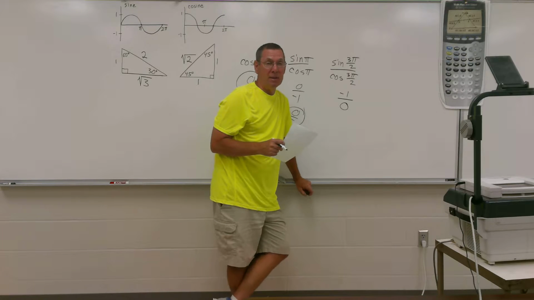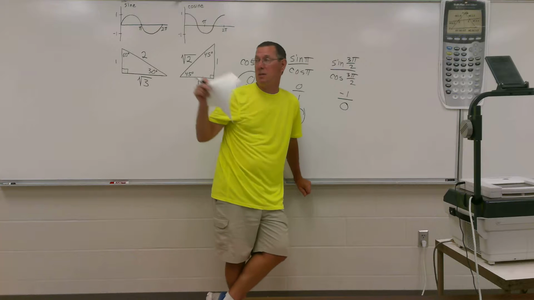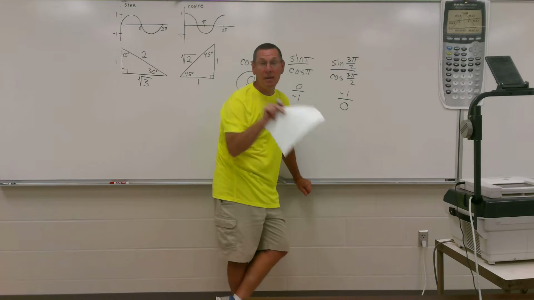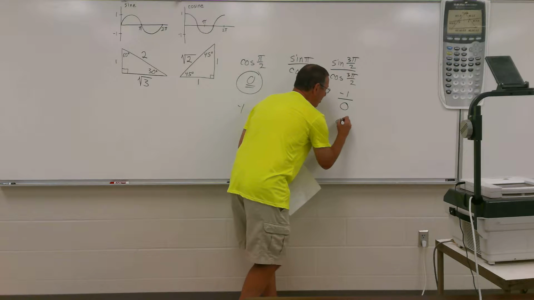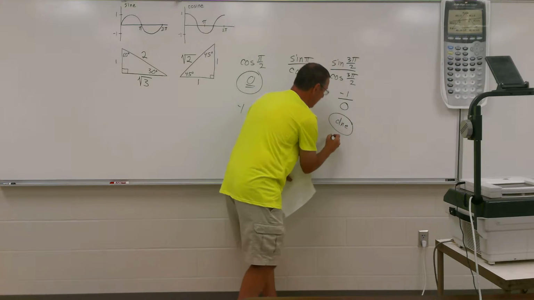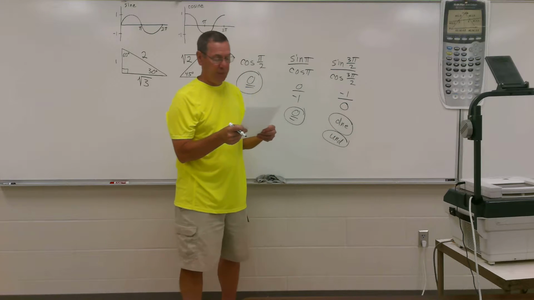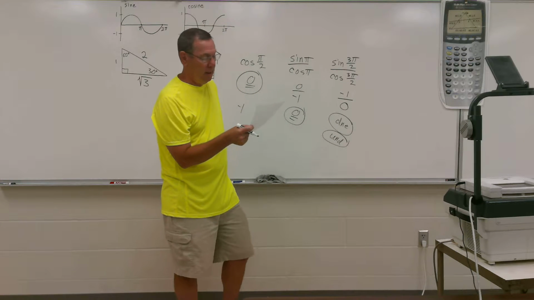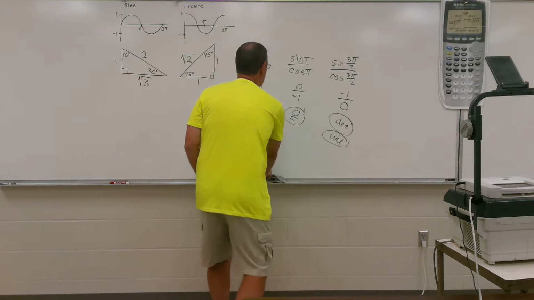Can you divide by 0? You can't divide by 0. Nobody can divide by 0. That's undefined, or you can put does not exist. Either one of those would be an okay answer on that one. Okay, next row. Cosine of pi over 3.